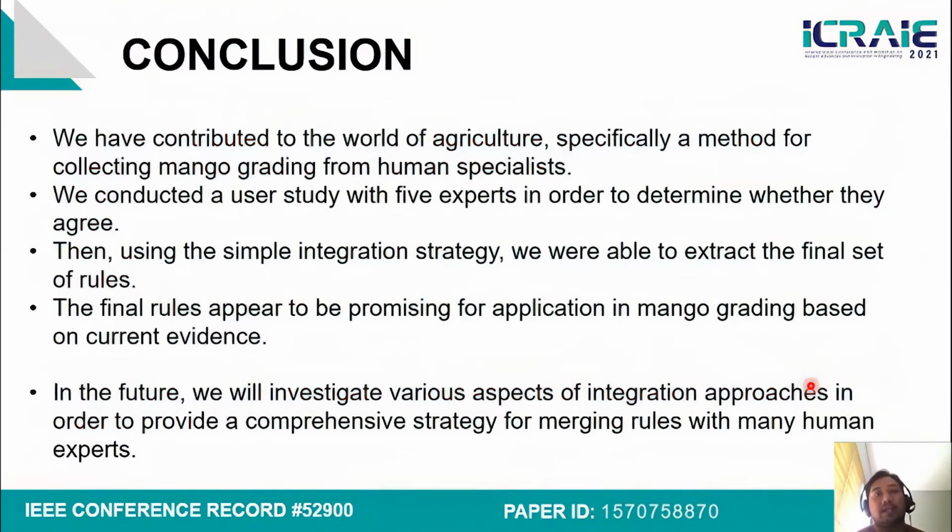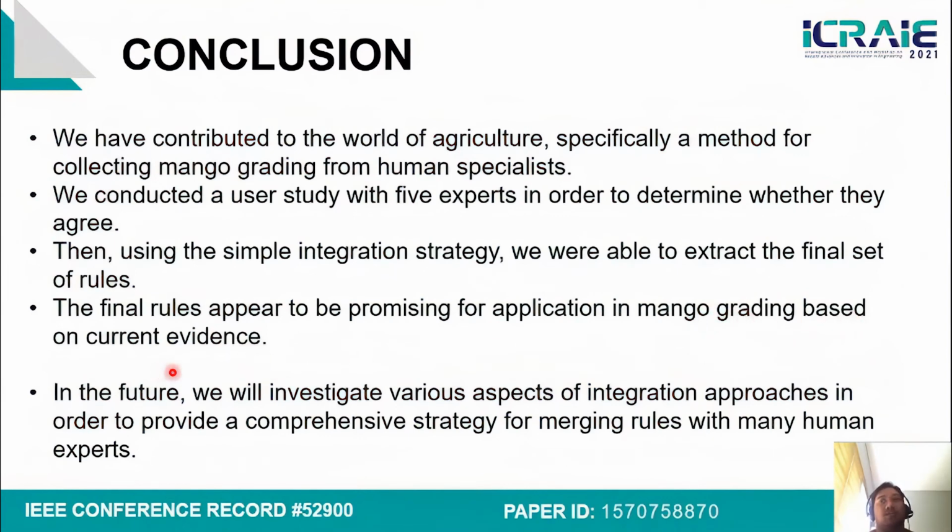We conclude here that we contribute to the agriculture field, specifically a method to collect mango grading from human experts. We conducted a user study with 5 experts in order to determine whether they agree with each other. Then, using the simple integration strategy that I mentioned just now, the average strategy, we are able to extract the final set of rules given by the 5 experts. We can conclude that the final rules appear to be promising for application in mango grading based on the current evidence.